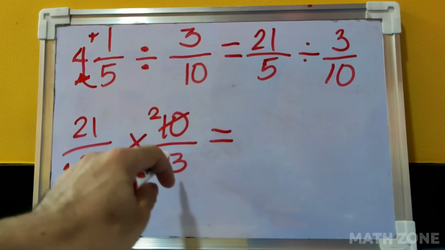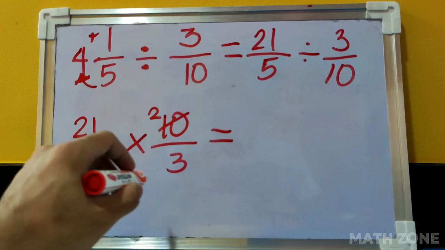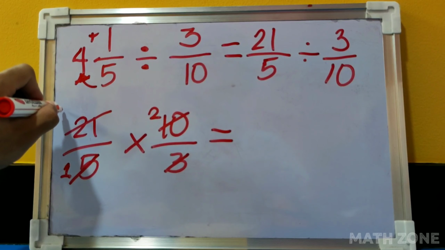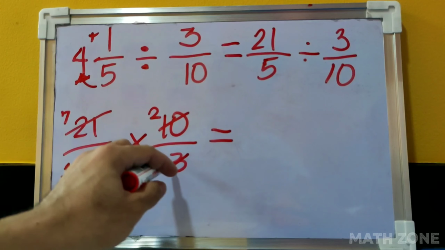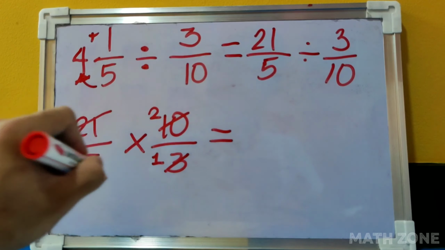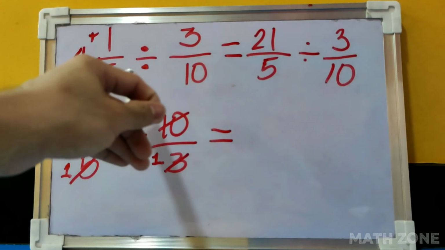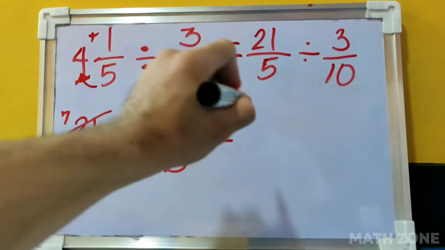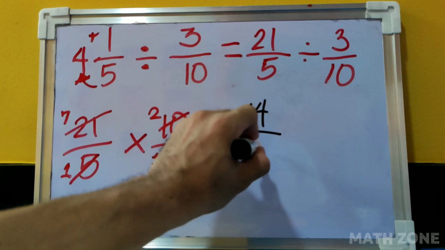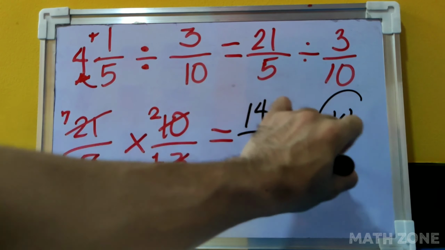And for 21 and 3, they are both divisible by 3. So 21 divided by 3 is 7. 3 divided by 3 is 1. So now just multiply 7 times 2, that's 14. And 1 times 1 is 1. Our answer is 14.